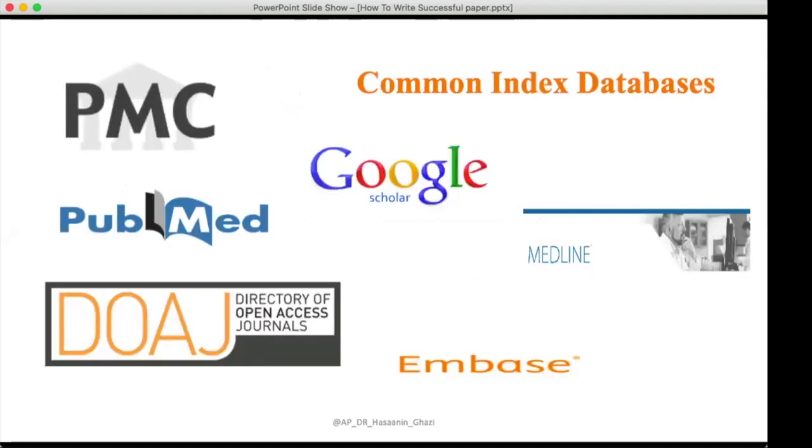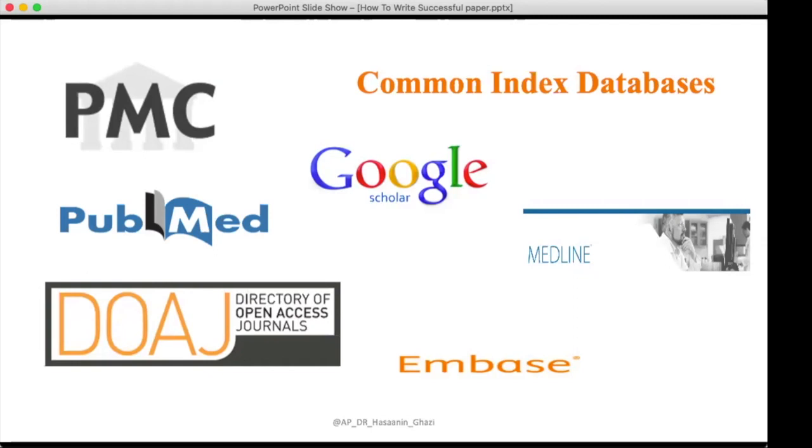Okay, what is the most common database? Of course, the most common and famous one used globally is Google Scholar. Of course, it is the most used one, but there is a lot of criticism against Google Scholar. Why? Because they index even the predatory journals. Then there is the Directory of Open Access Journals, the DOAJ. We are also talking about PubMed, which is for medical and health, and PMC, Embase, Medline. All of these are big and reputable databases.